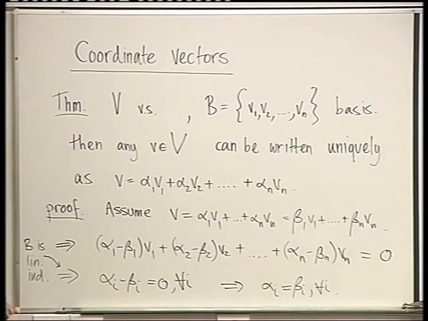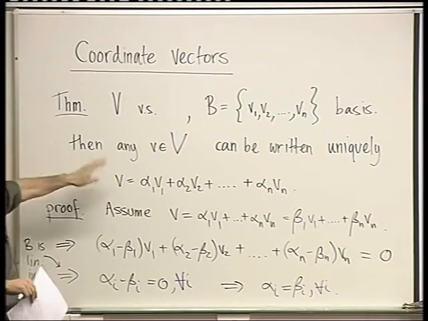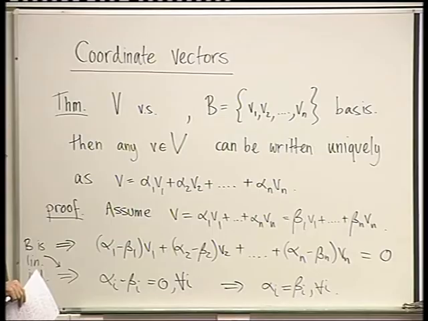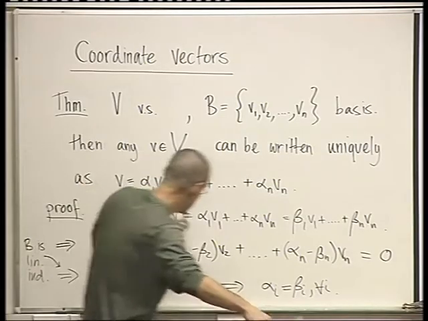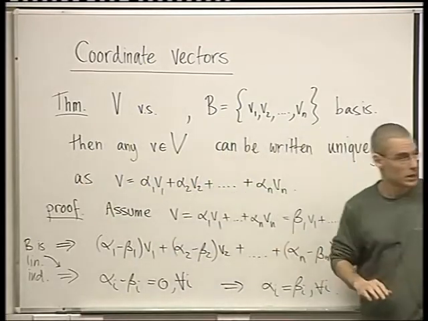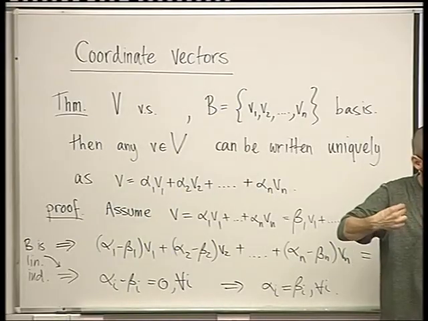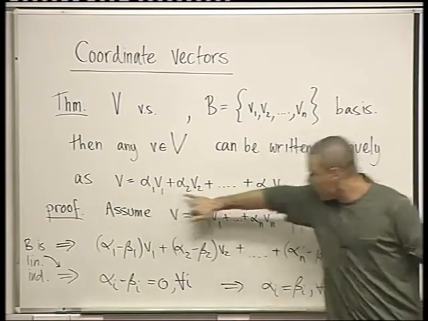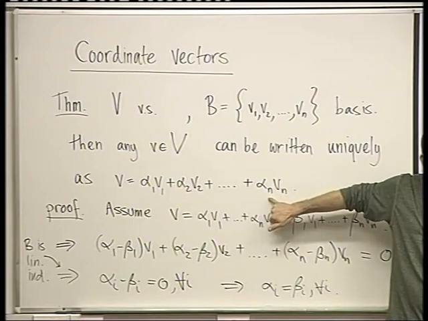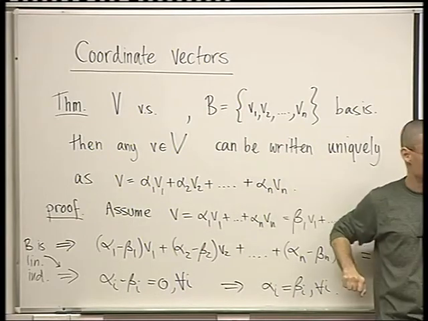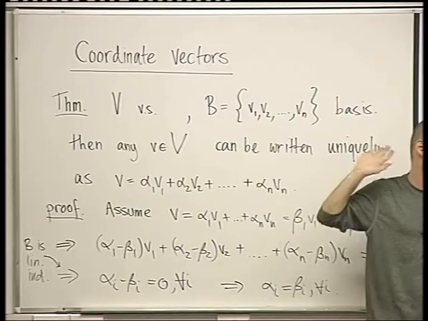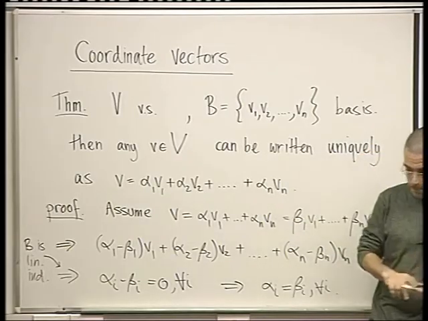Good, everybody? So, if you have a basis, there's a unique way of expressing every element in the space in terms of a linear combination of the basis elements. Okay? So what's unique here is the alphas. Every V comes with an n-tuple of alphas that represent it with respect to the given basis. If you take a different basis, there are going to be different alphas. Okay? Good.